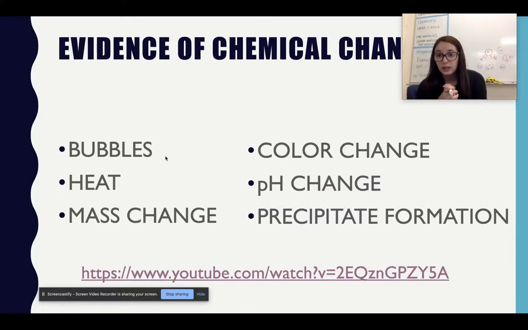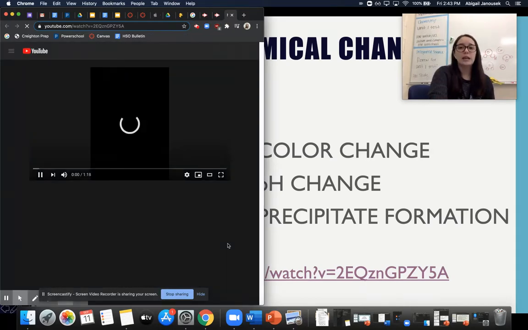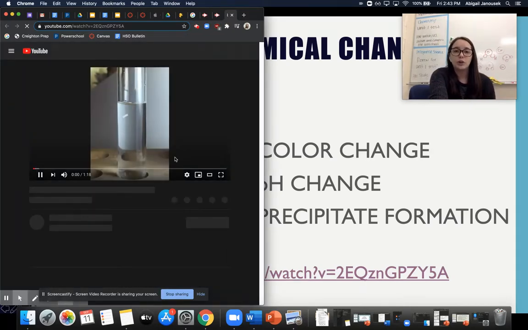A chemical change can have some of the following pinpoint ways to see it. These might have bubbles, they might have heat being expelled, you can have a mass change, a color change, pH change, which is like an acid or a base, and a precipitate formation. Now, a precipitate formation, if you've never seen one, is kind of difficult to see, so I have this video that's going to help us, and it's lead and iodide. They're combining, and you're going to see a precipitate form.